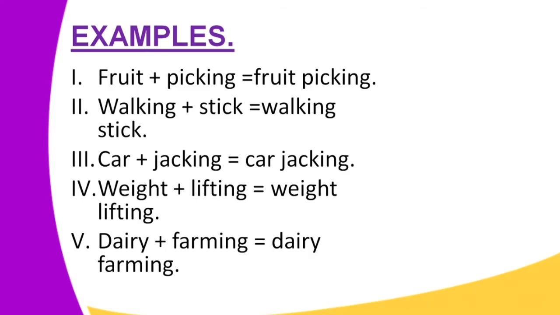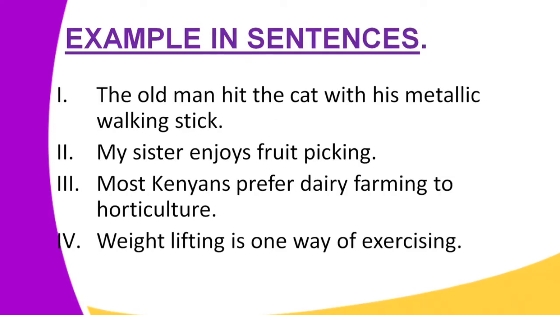Let's look at that in examples. The old man hit the cat with his metallic walking stick. Walking stick, a compound noun. My sister enjoys fruit picking. Fruit picking, a compound noun. Most Kenyans prefer dairy farming to horticulture. Dairy farming, compound noun. Weightlifting is one way of exercising. Weightlifting, another compound noun.